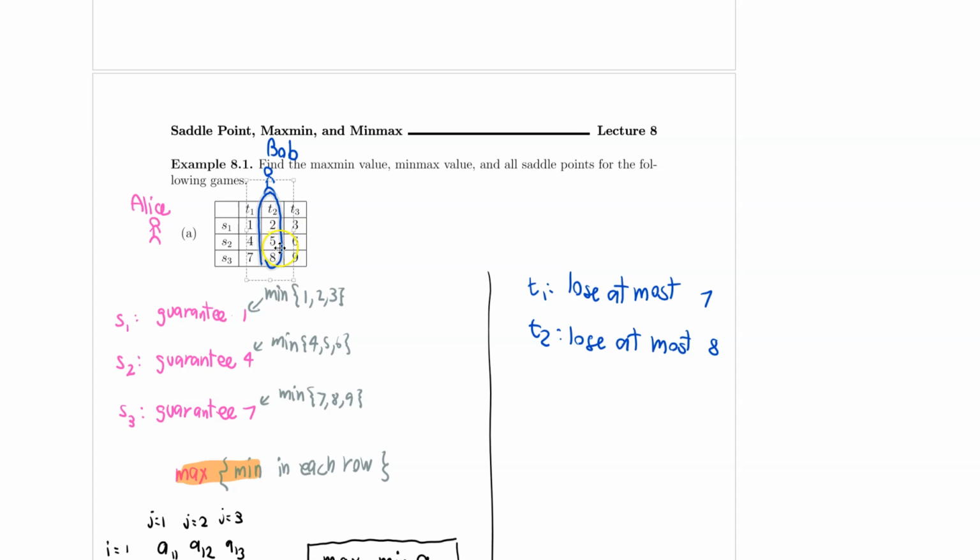And he does the same thing with T3. So if he chooses T3, you can see that he's going to lose at most $9. So he's either going to lose 3, lose 6, or lose 9.